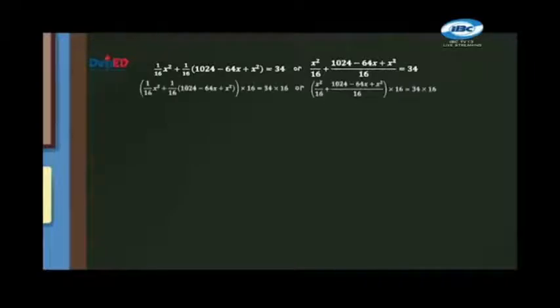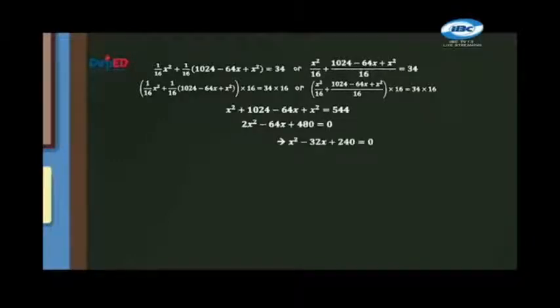We may multiply both sides of the equation by 16, and the resulting equation is x squared plus 1024 minus 64x plus x squared equals 544. Written in standard form, the equation must be expressed as 2x squared minus 64x plus 480 equals 0, and can be reduced as x squared minus 32x plus 240 equals 0 when both sides are divided by 2. And it can also be solved by factoring.